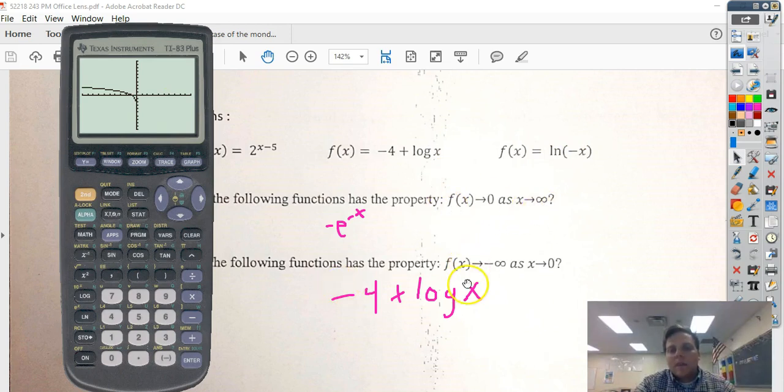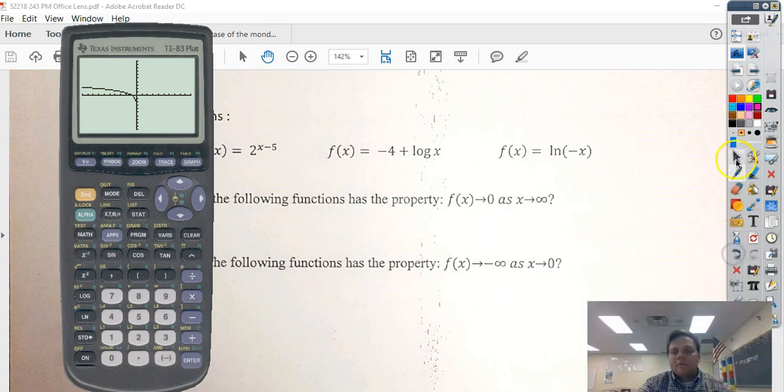Now look at the second one. As x goes to 0, does y go to negative infinity? Well, look at this graph. It's getting closer and closer to an x value of 0. What is y going to do? It's going to go down and down and down. So this works for this second one. So the second B actually has two functions that work, but the first one only had one.